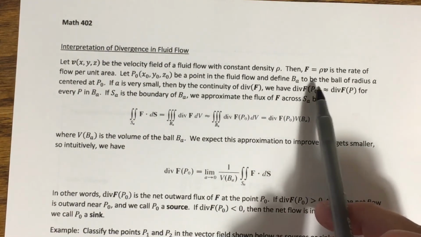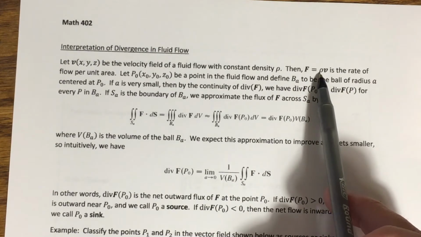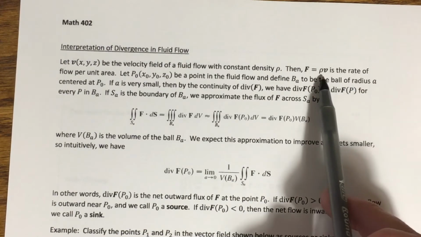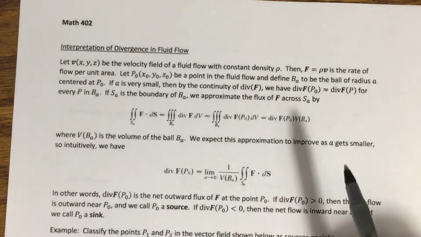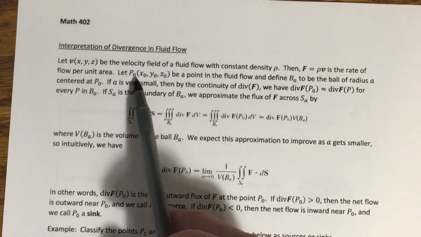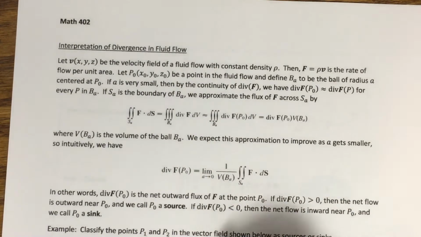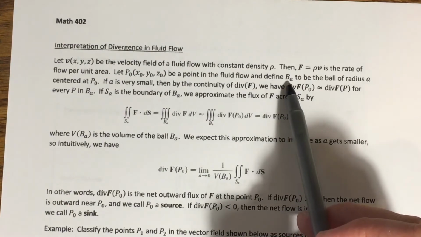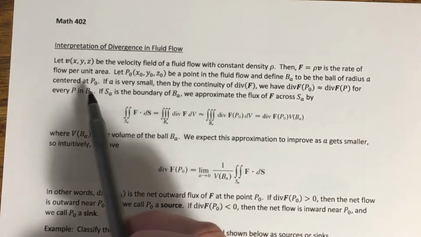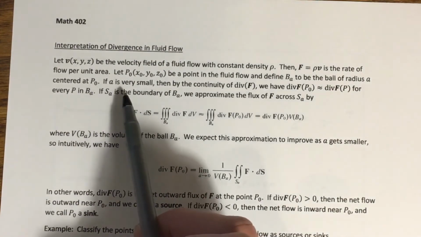Okay, then if we define a vector field F as the scalar constant rho times the velocity field V, that would represent the rate of flow per unit area. Just physically, that's what that would mean. Now, if I let P naught be some point in the fluid flow, and I put a small little ball around P naught, I'm going to call the ball B sub A, and A is going to be the radius of the ball, and it's centered at that point, P naught. And we want to think of A as being very, very small.